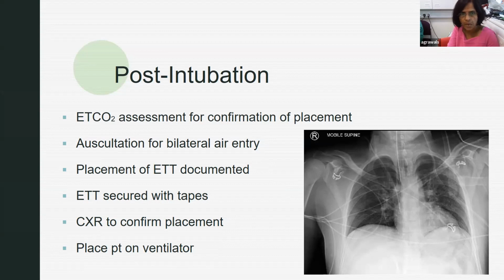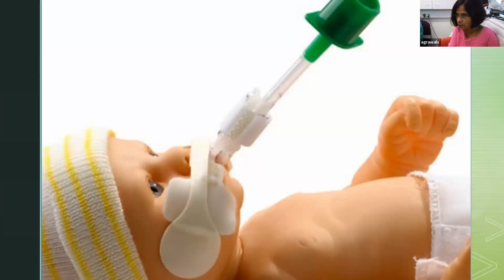And of course, post-intubation, we always ensure end-tidal CO2 assessment, auscultate, and then secure the ET tube, do a chest X-ray to confirm, and then put the patient on. So this is probably what you're used to using in neonates.